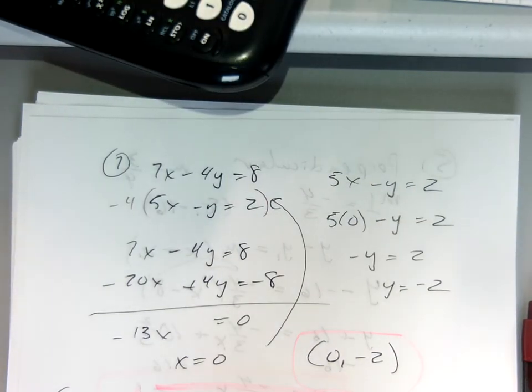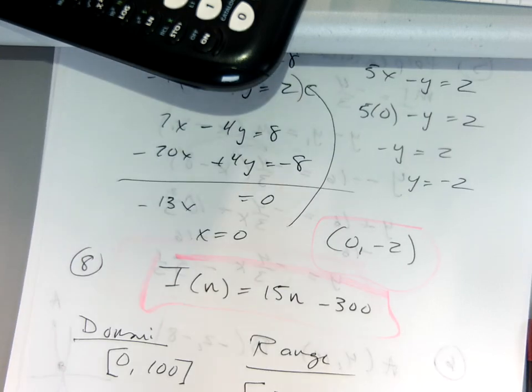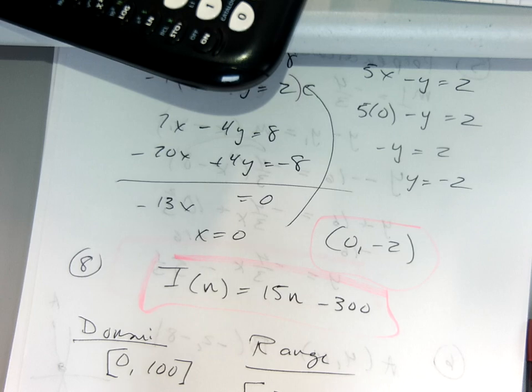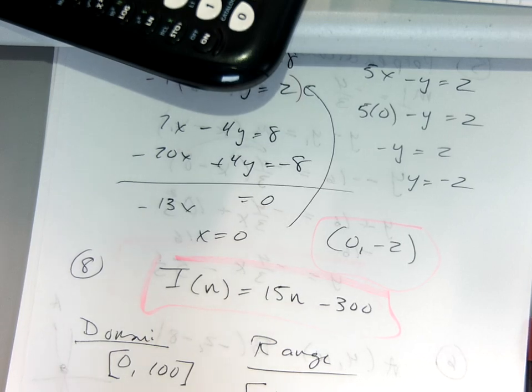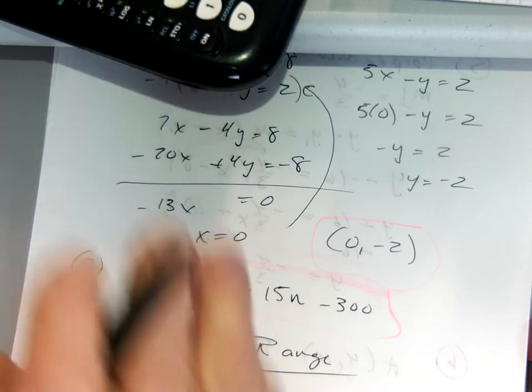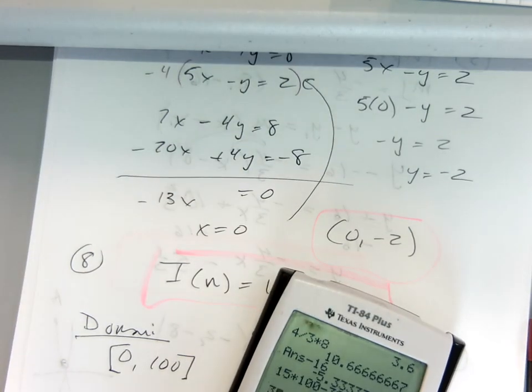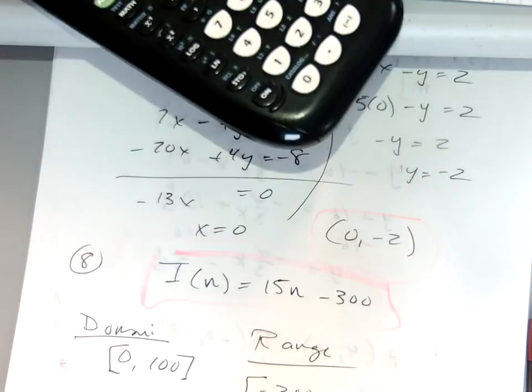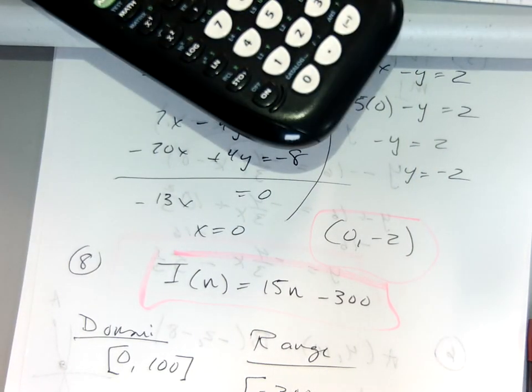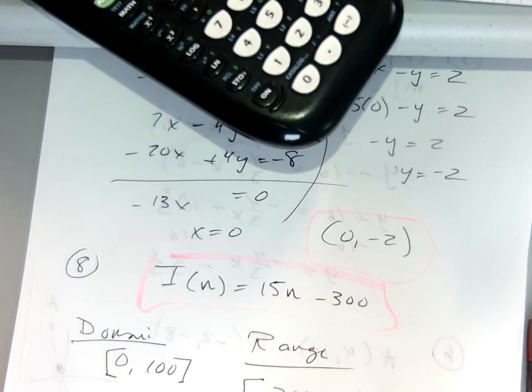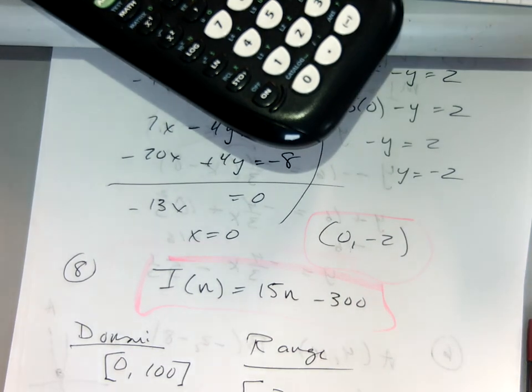Okay, there we go. What's the break-even point? Well, that's when you set it equal to 0, so there's no income. 15n minus 300 equals 0, add 300. Divide by 15, what is that, 20? Probably. 300 divided by 15. Yeah, 20. So we need to sell at least 20 tickets in order to break even. Okay, that's what I have.